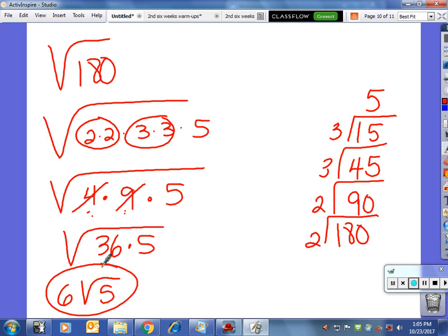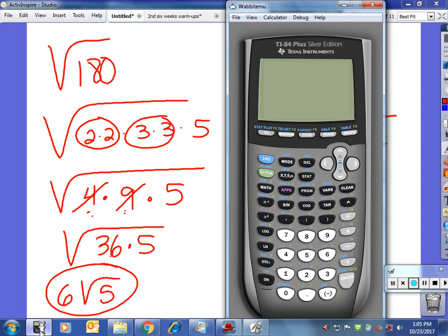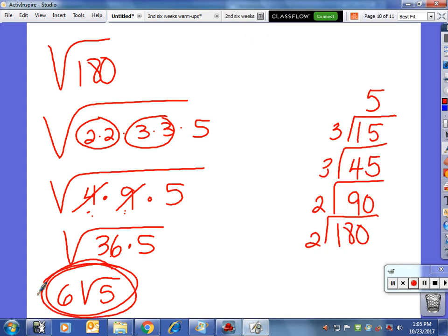The square root of what? No, it's not 6.5. The square root of 180 is the same as 6 times the square root of 5. Okay, so if you wanted to check it, you would do the square root of 180. And this is saying 6 times the square root of 5. That should give you the exact same amount. And it does. This is the answer.